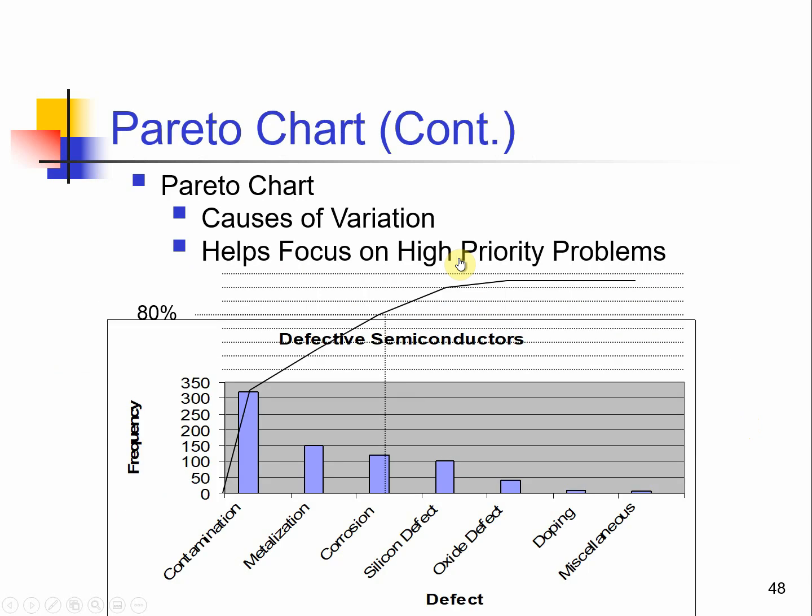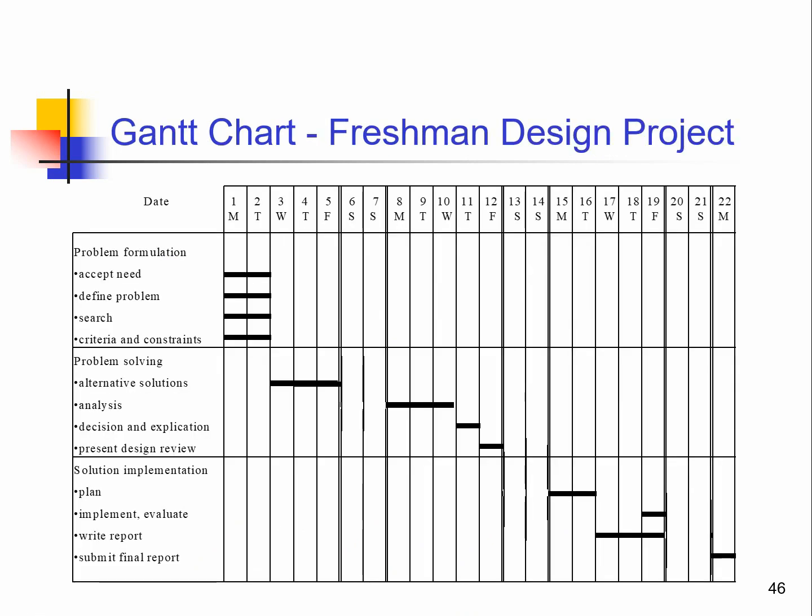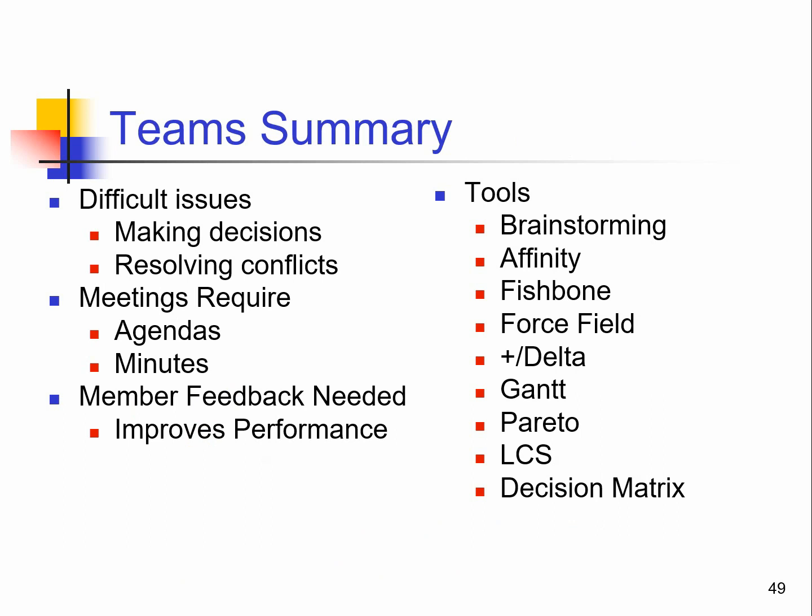Pareto chart, what is it? If you've got a problem, it lists things in descending order of frequency. So 300 some odd contaminations, 150 some odd metallization defects, and so forth. So what problem do you focus on first? Well, the one that gives you the most loss. That's what the Pareto chart is for, is to really expose that. And I have continued on my slide. Did I? Nope. I don't know why I put continued there.